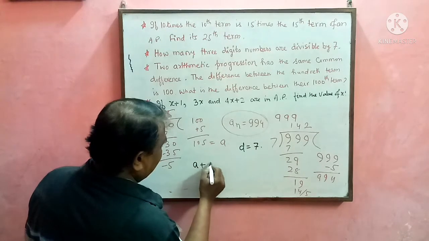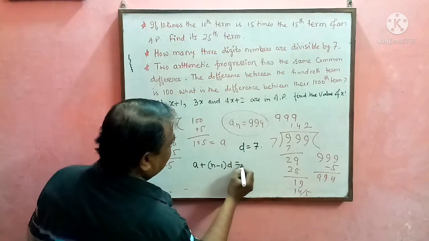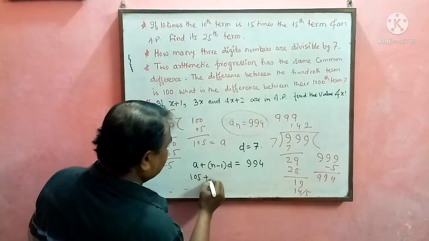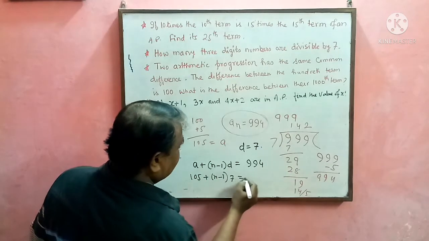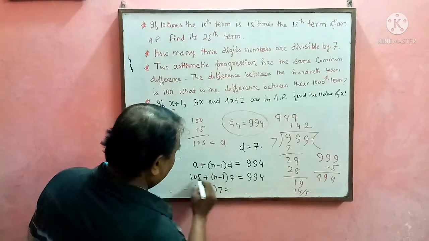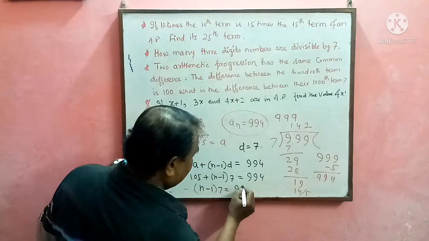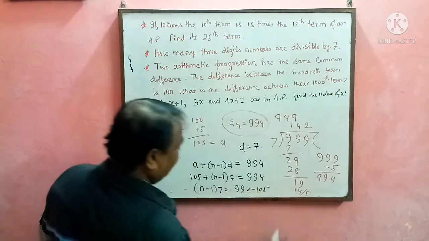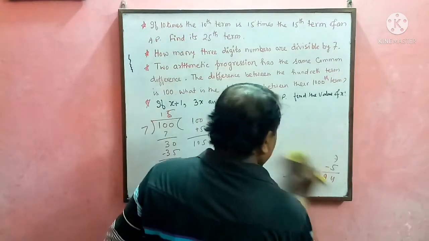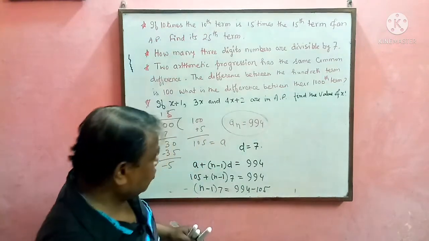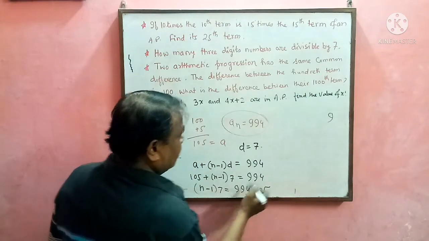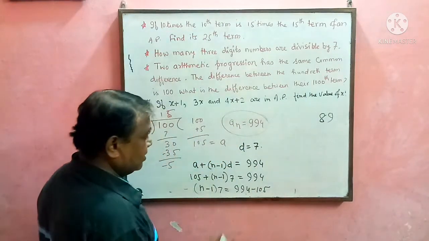So this is the formula identity, a plus n minus 1 into d is equal to 994. a is 105 plus n minus 1 into 7, 994. This is n minus 1 into 7 is equal to, if I subtract it, 994 minus 105. What do you have as the result now? You see, n minus 1 into 7 is equal to 889.